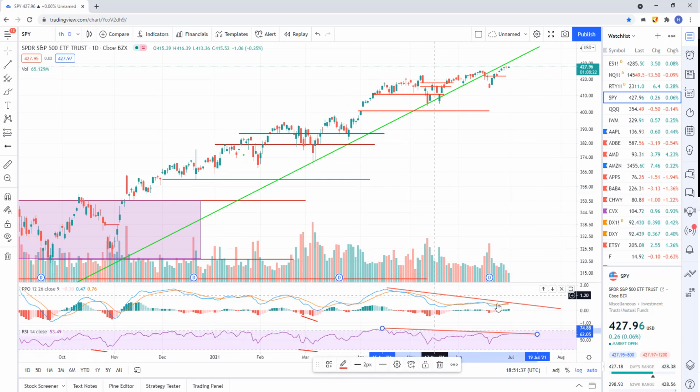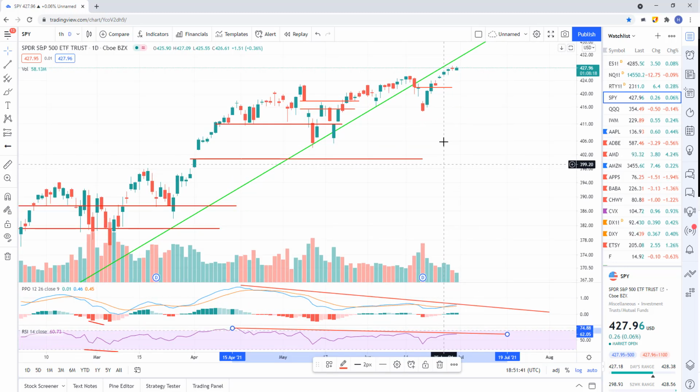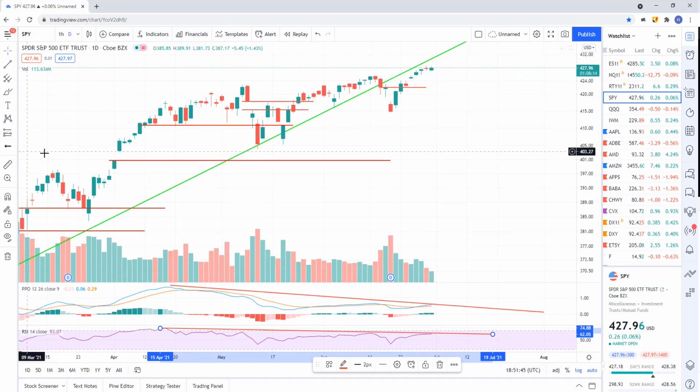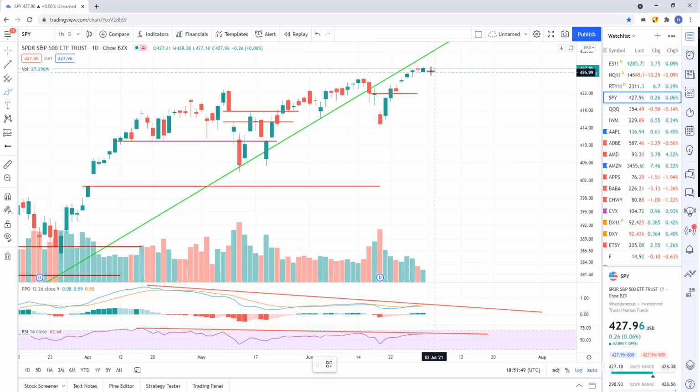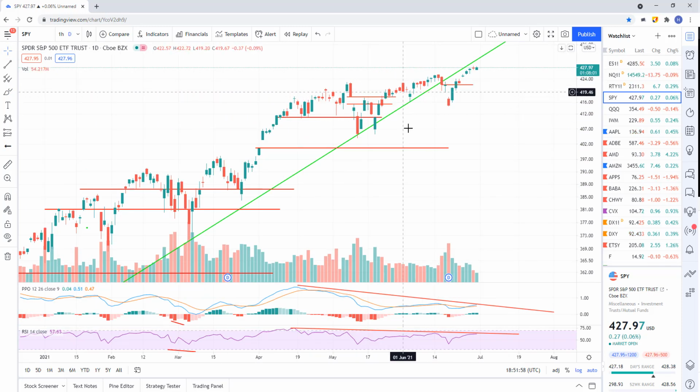So the RSI and the PPO continue to diverge lower. Momentum's moving lower while price is grinding higher but compressing. Looks like we're set up for a bigger move, so I don't know what's going to happen. Maybe we gap up, hit this trend line, and then sell off. All right, that's a potential. Again, I don't know what's going to happen. All I know is that we're below trend.